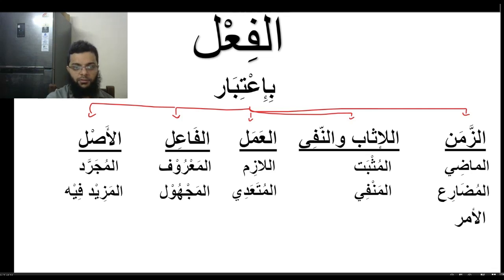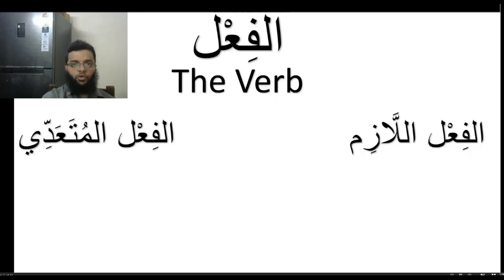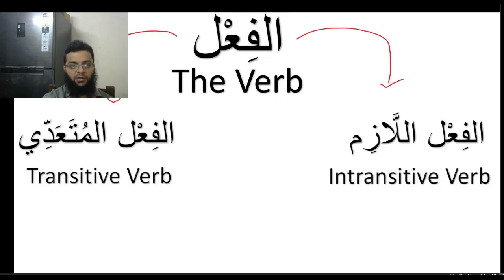The topics we are going to be discussing in these videos are al-fi'l al-lazim and al-mutaaddi. I think there should have been a shadda on the dal. Anyway, we will also try to discuss al-ma'ruf and al-majhul. A verb according to its function is divided into al-fi'l al-lazim and al-fi'l al-mutaaddi. Fi'l al-lazim stands for intransitive verb and fi'l al-mutaaddi stands for transitive verb.